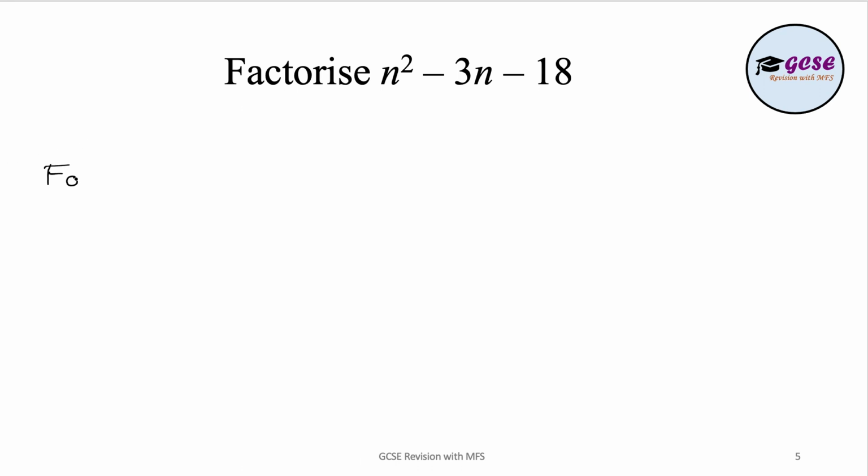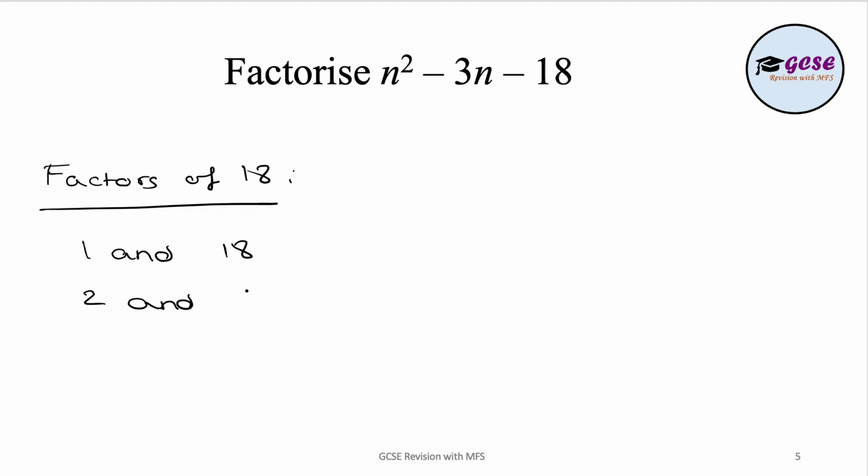Okay, so the factors of 18. You've got 1 and 18, you've got 2 and 9, you've got 3 and 6, and that's it. These are all the factors of 18. Okay, and now let's not worry about the negative numbers for now. Which pair has a difference of 3? Okay, think about that. Which pair has a difference of 3?